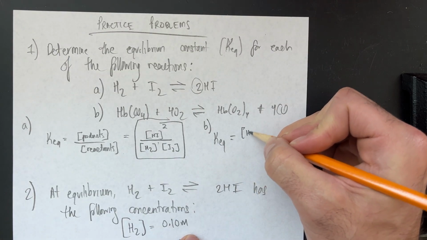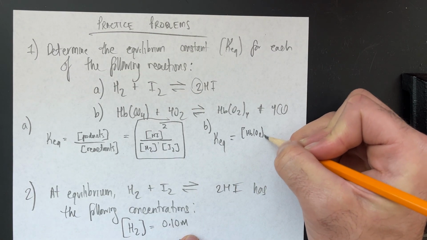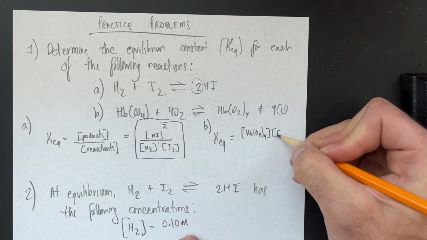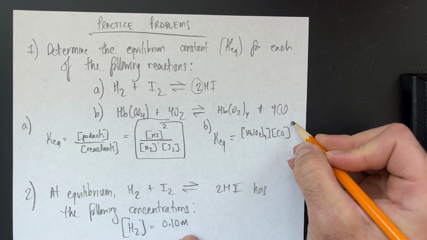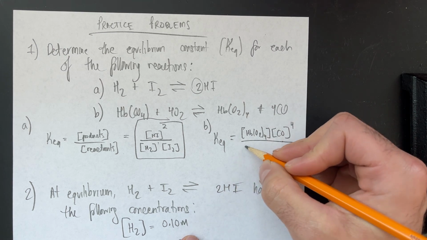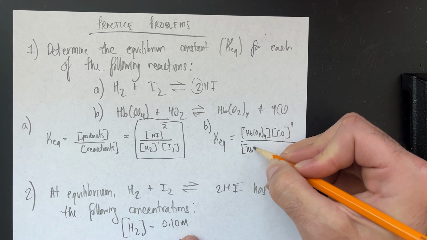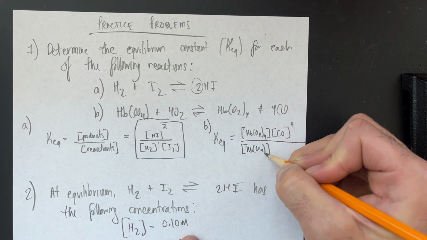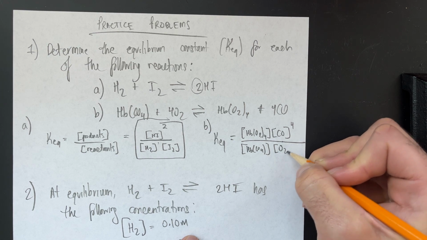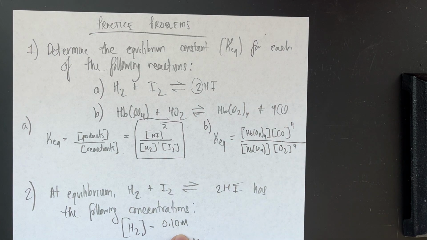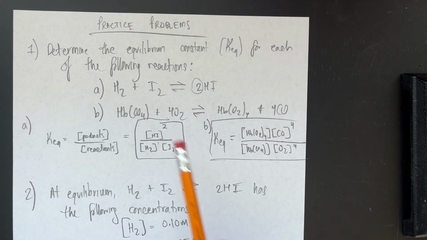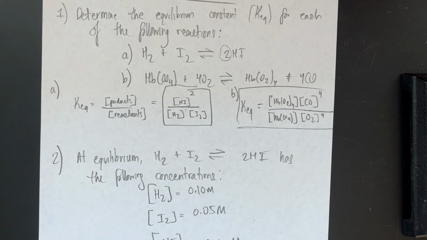So HbO2 4 times CO, and CO is to the power 4, over HbCO4 times O2, that's to the power 4, and that's KEQ. KEQ for this reaction is the following. There you go. And so that's how you determine KEQ, the equation.